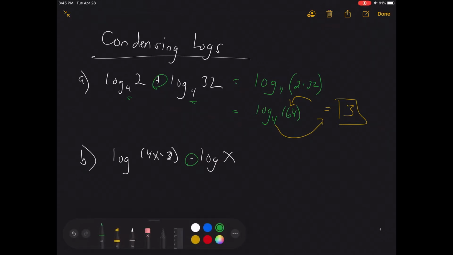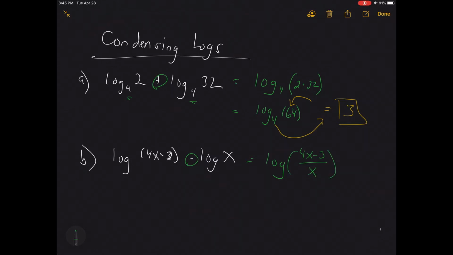So when I condense this to 1 log, it's going to be 1 log base 10, and then I will divide the arguments. Now remember, the one that's being subtracted goes on the bottom. The other one, which is not being subtracted, or if it's being added, goes on the top. So the 4x minus 3 part goes on the top, and the x part goes on the bottom. That is condensed into 1 log. Nothing else I can really do to simplify that because I've got the variable in there. But that is a condensed log. Okay, let's try some more complicated ones now.